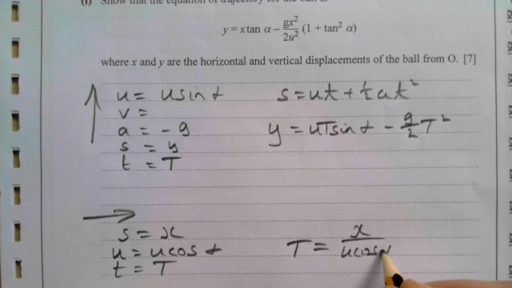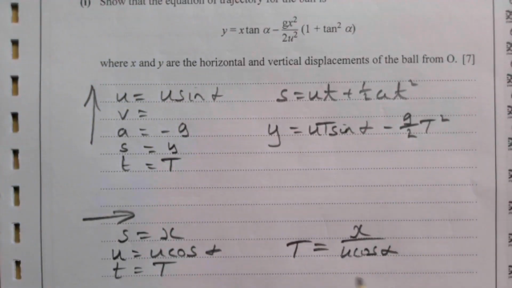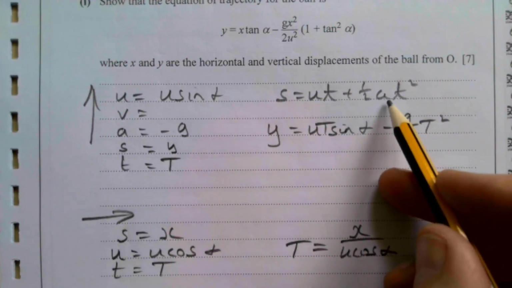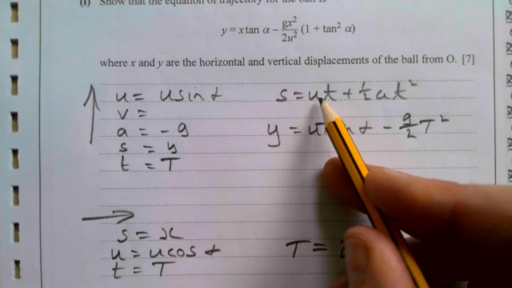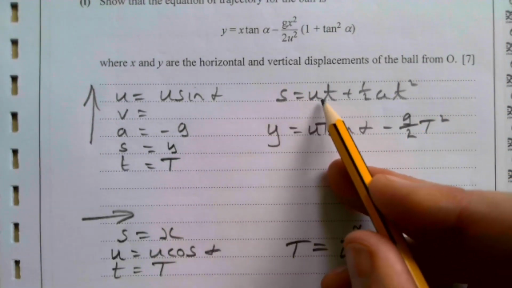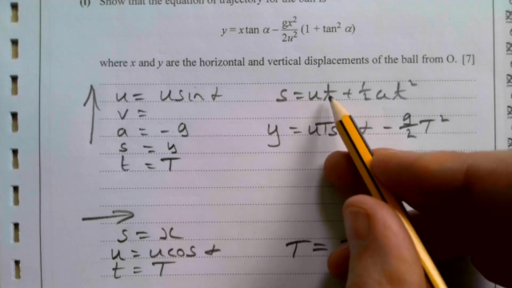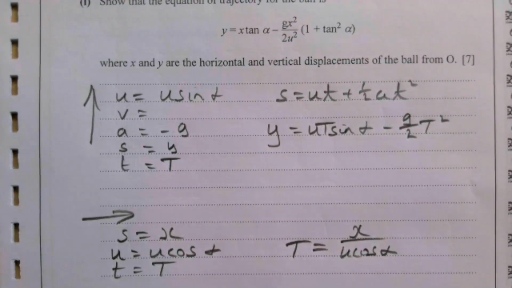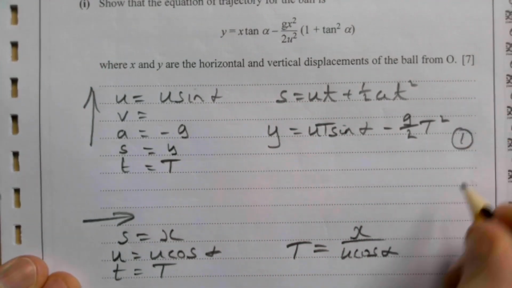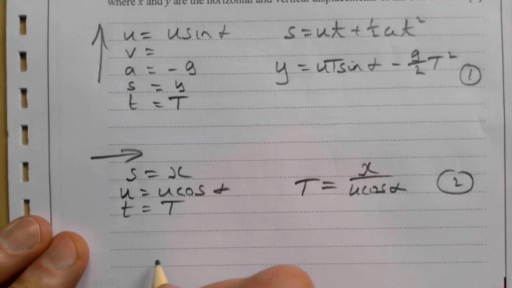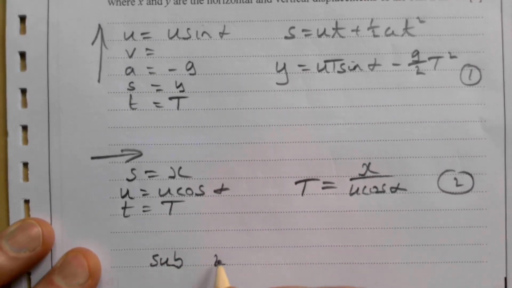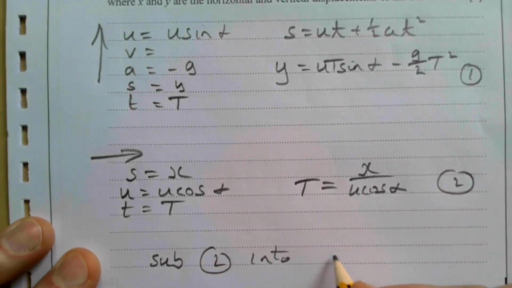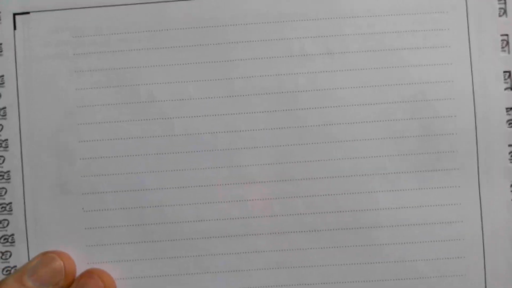You can use s equals ut plus half a t squared there as well if you wish. There's just no acceleration in this scenario, so that bit all disappears, and the displacement is speed times time, and I just rearrange it from there. So we're going to call these 1 and 2, and effectively we're going to substitute 2 into 1. Let's take it nice and slowly here on our next page, and we'll see how we get on.